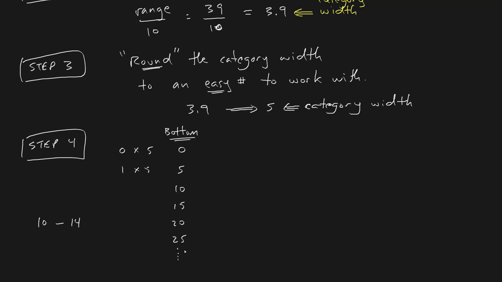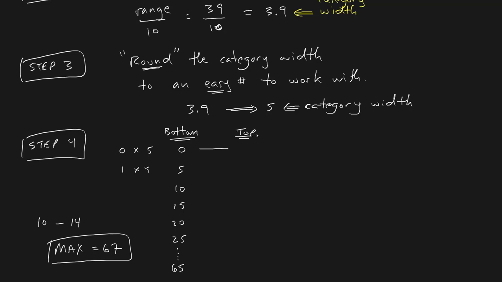Okay, so we're going to keep going with this. 25, 30, 35, 40, 45, 50, all the way up until we get to 65. And why 65? Well, remember, our data had a maximum value equal to 67. I don't need to have categories that are going to include numbers that are larger than 67, 70, thereabouts. So I'm going to stop when I get to 65. And remember, this is the bottom of my category. Each one of these is going to have a width of 5.